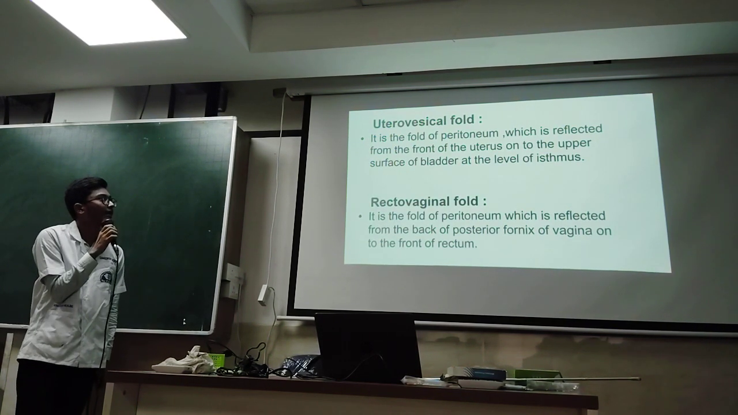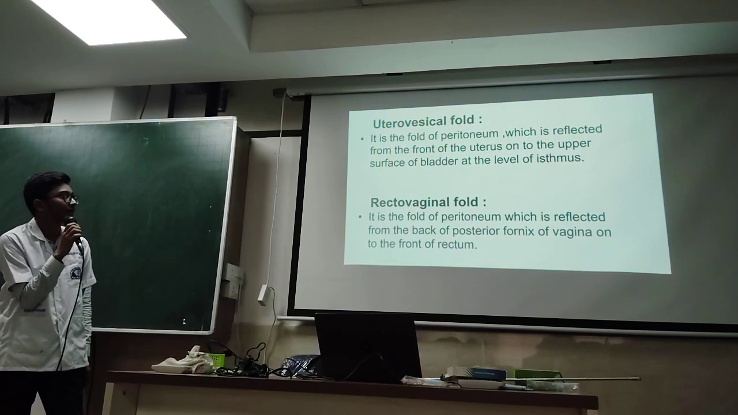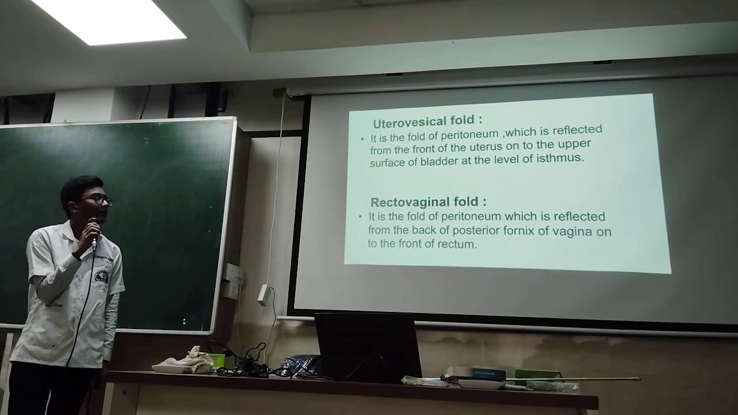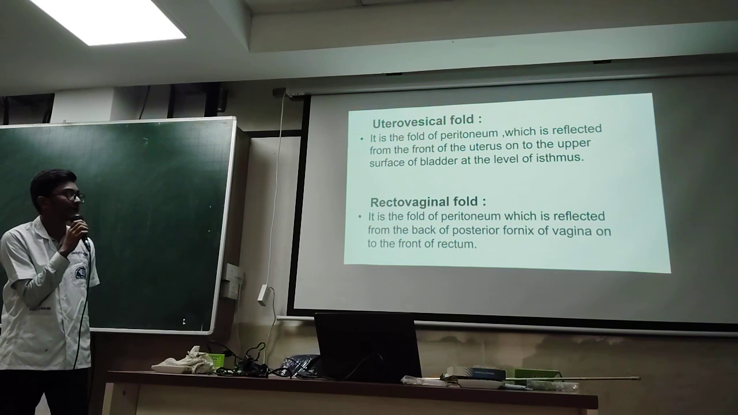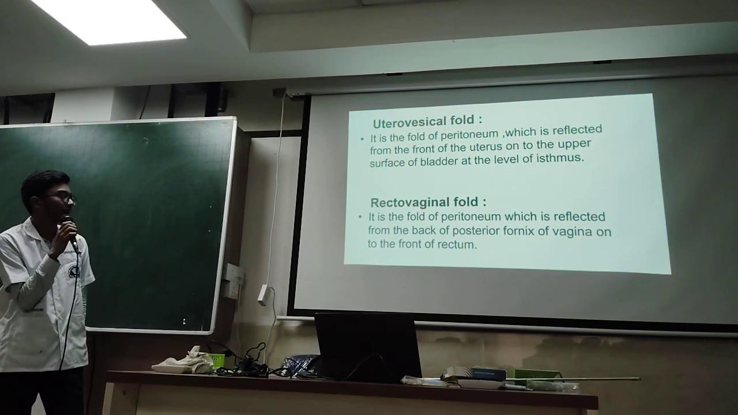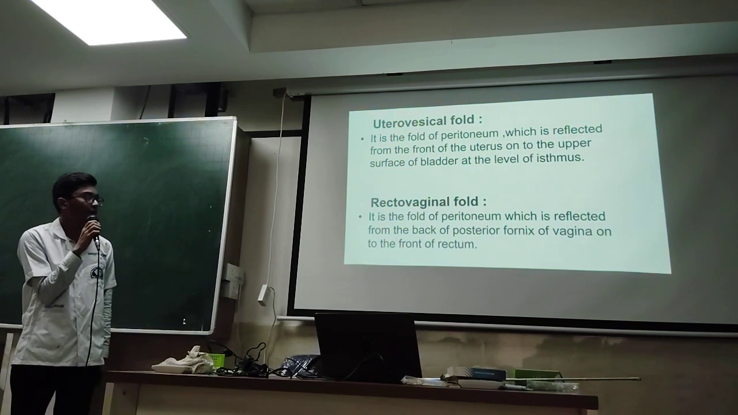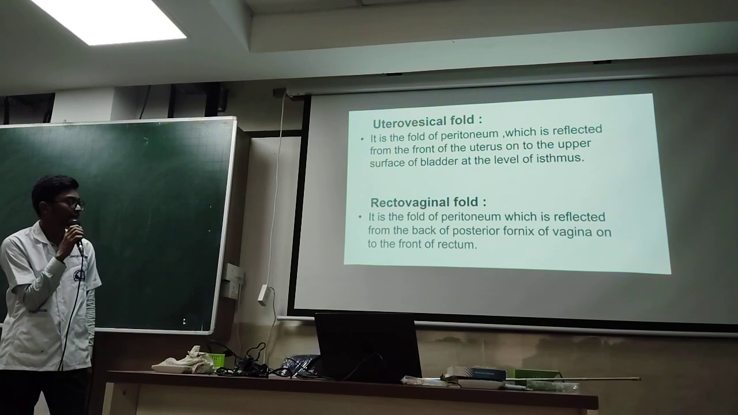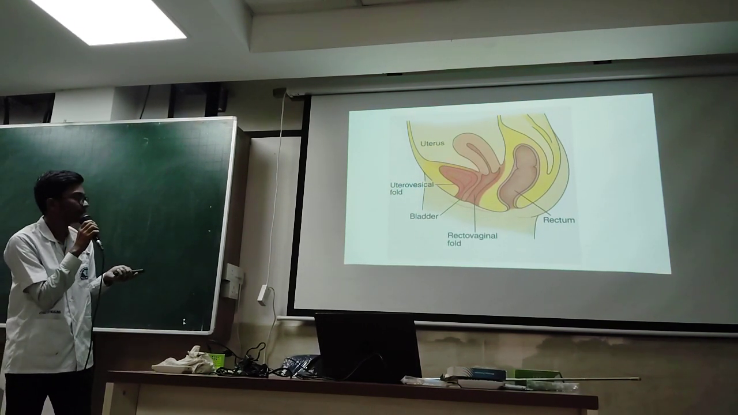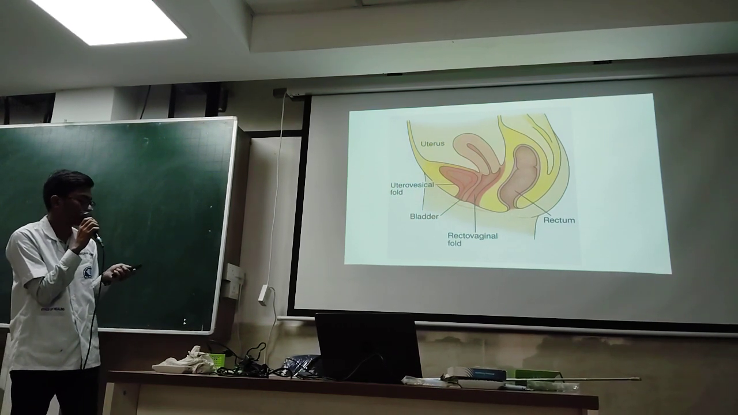Now we discuss the uterovesical fold and the rectovaginal fold. First, the uterovesical fold. This is a peritoneal fold reflected from the front of the uterus to the upper surface of the bladder at the level of the isthmus. Rectovaginal fold. This is a peritoneal fold reflected from the back of the posterior fornix of the vagina onto the front of the rectum. Here we see the uterovesical fold and the rectovaginal fold.